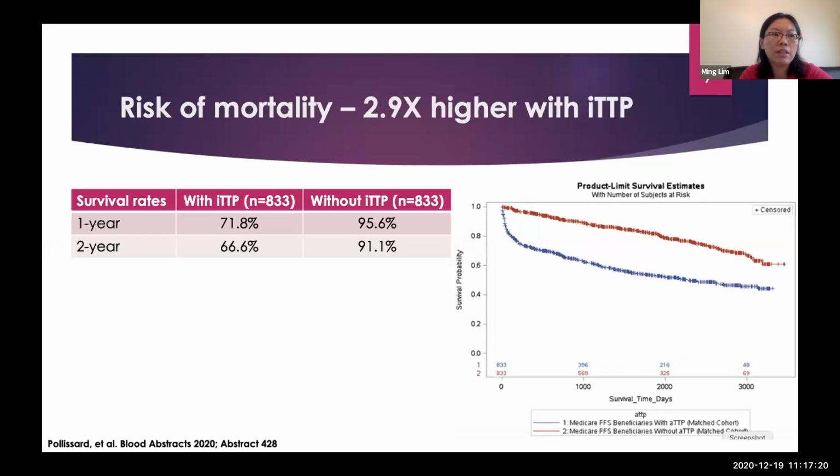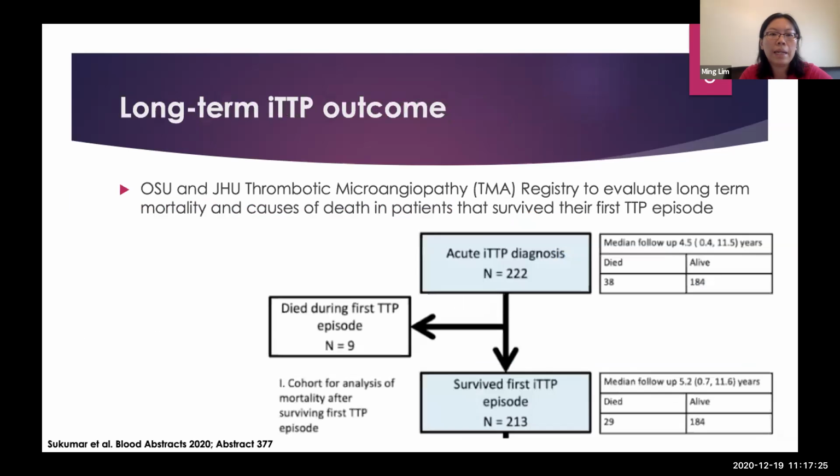This higher mortality that's seen in long-term follow-up was also seen in a registry that was done combined between Johns Hopkins University and the Ohio State University. They have a registry, and they looked to evaluate the long-term mortality and causes of death in patients that survived their first TTP episode. So in their cohort, there were 213 patients that survived the first episode. And when they followed them up for over 5 years with a range from 0.7 to 11 years, 29 patients had died in that cohort.